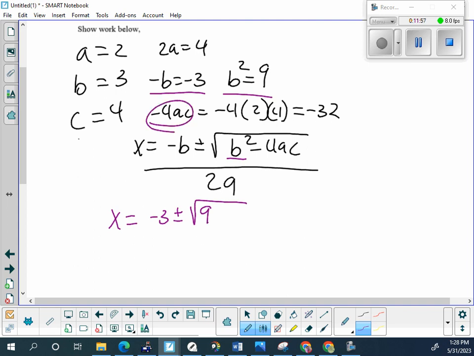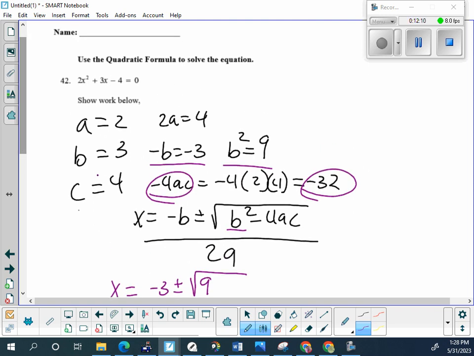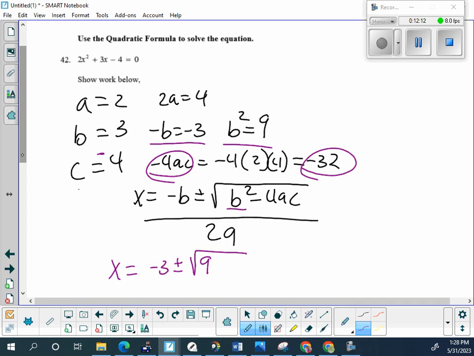Minus 4ac is minus 32. Oops, that's a mistake. I made a mistake somewhere. Minus 4 times a times c. Oh, c is negative 4. Shame on me. See, right there, I'm going so quick, I made a mistake. So it's going to be plus 32. So it's 9 plus 32.